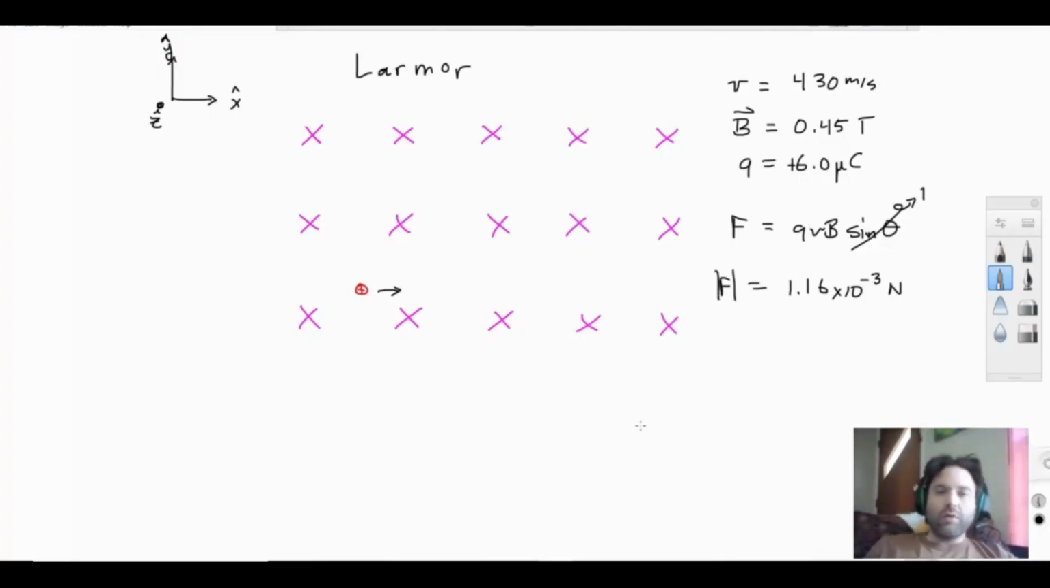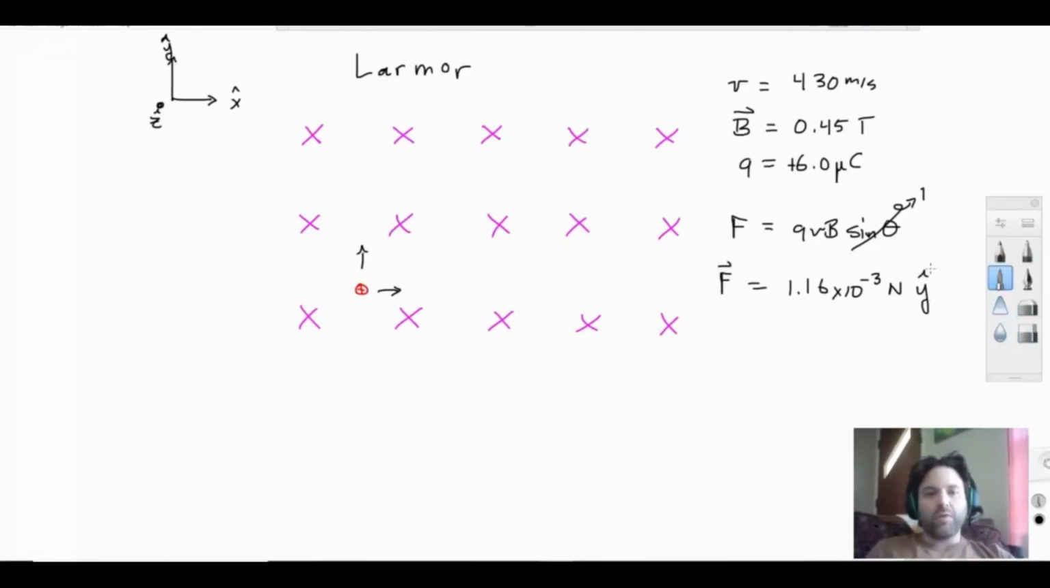So use your right-hand rule to find the direction. We know that it's velocity to the right, magnetic field is into the page. You should get a force in the upward direction, which means that you get a positive y. Should not list that as a magnitude anymore. It is now a vector in the positive y hat direction.